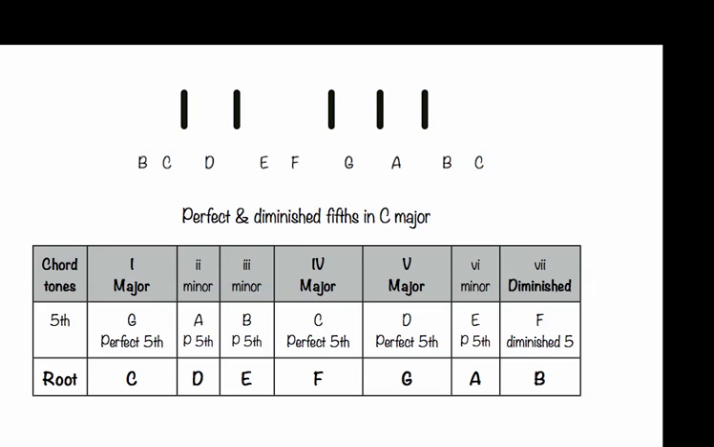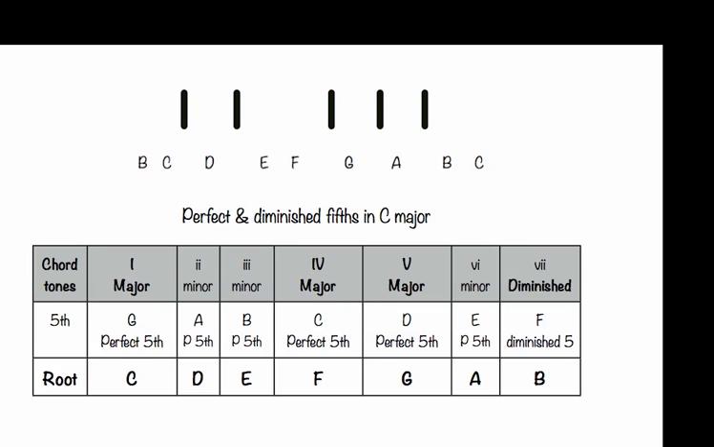So B to F is a diminished fifth. A diminished fifth is smaller than a perfect fifth. A perfect fifth would have been 3.5 steps. A diminished fifth is just 3. So we can make a perfect fifth diminished by lowering it by half a step.